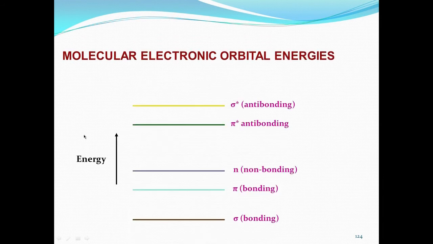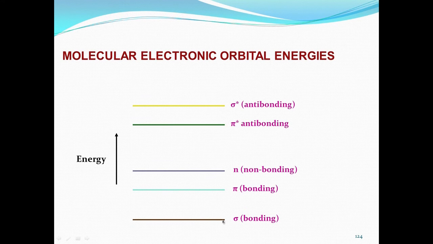So, all in all I have 4 possibilities in a given molecule. One is electrons occupying a sigma bond, another is electrons occupying a pi bond, and electrons occupying non-bonding orbitals. These 3 are at the lower level, that is sigma, pi and n. The corresponding anti-bonding orbitals are pi star and sigma star.